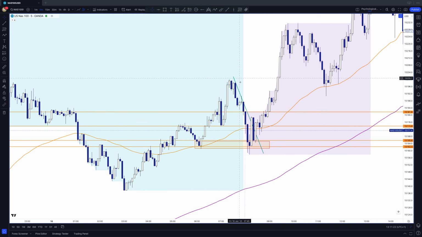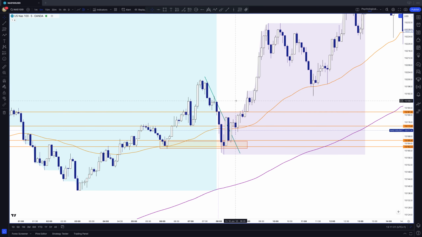Now, you can draw that trend line this way. You could draw it maybe a bit more aggressive or less aggressive. You could draw it like that, however you see fit, but that's how I would draw it. And you can see it breaks this trend line within the first 45 minutes.